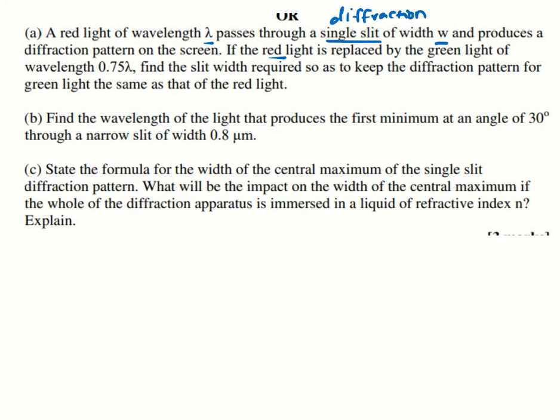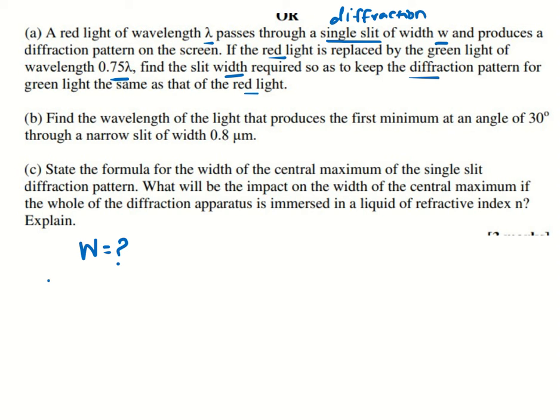Now a red light is replaced by green light. Red light wavelength is lambda and green light wavelength is replaced like 0.75 times lambda. So find the slit width required to keep the diffraction pattern same for both the lights. That's the question. We have to find out what will be the width when you use green light to have a same diffraction pattern like the red light.